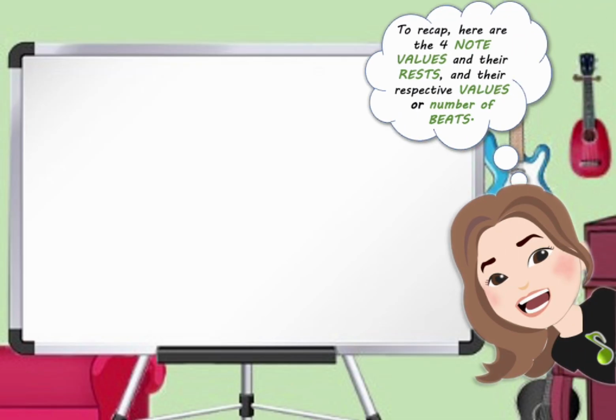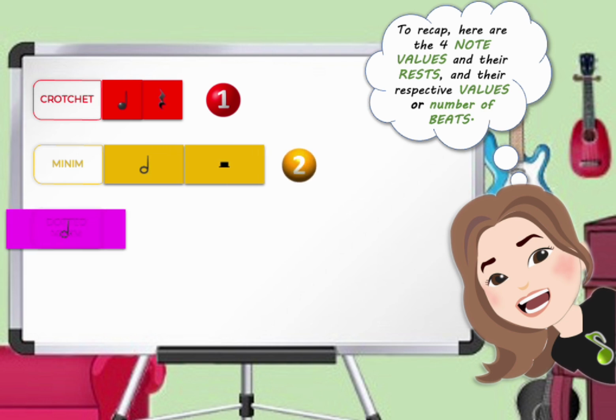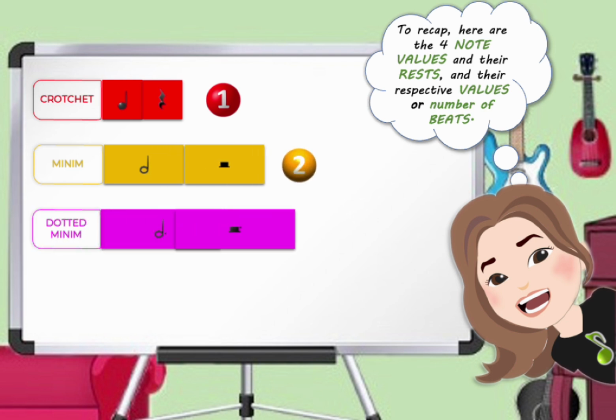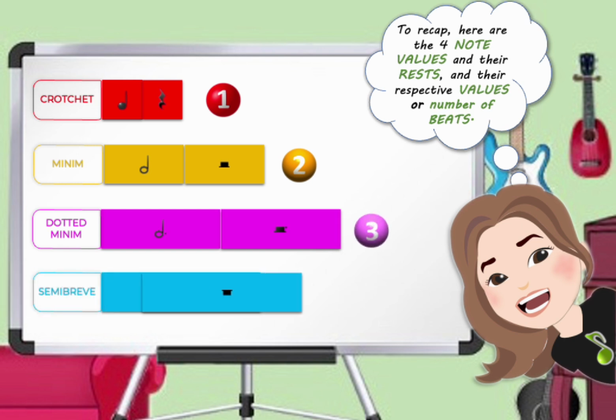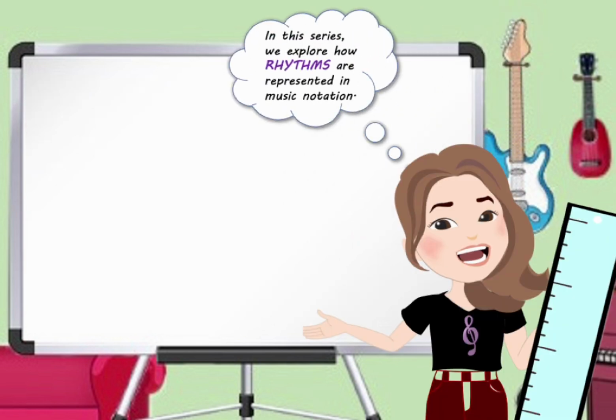To recap, here are the 4 note values and their rests, and their respective values, or number of beats. Crotchet, 1. Minim, 2. Dotted minim, 3. Semibreve, 4. In this series, we explore how rhythms are represented in music notation.